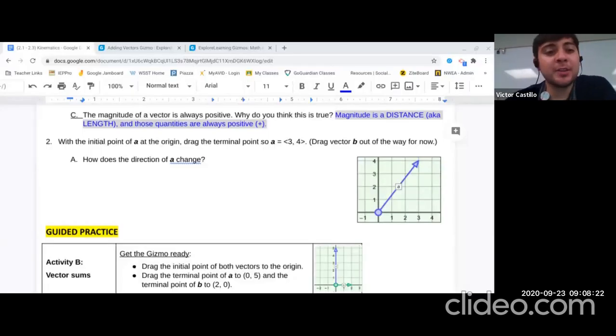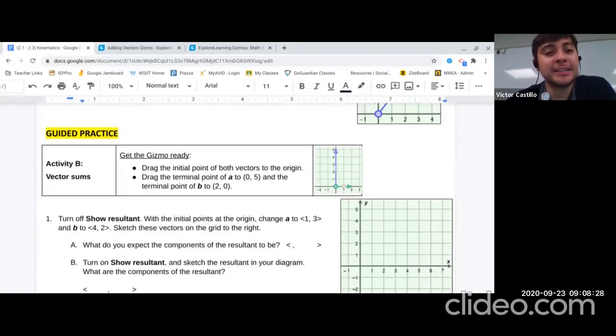Awesome. We're going to skip number 2. We're not going to do that one, just for time's sake. Let's go to the next guided practice, activity B.